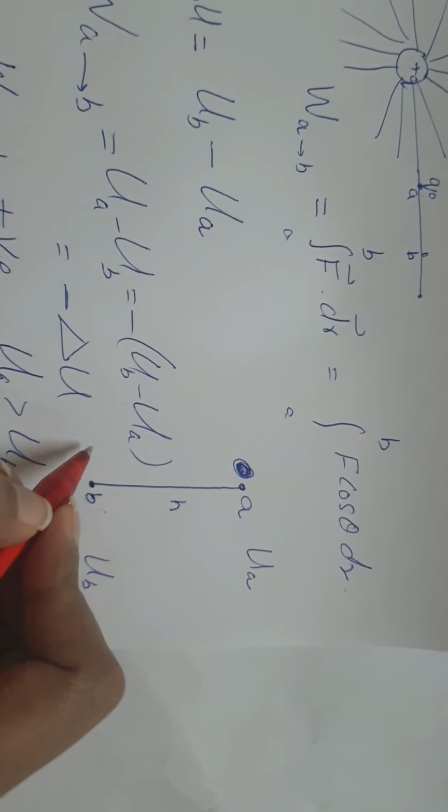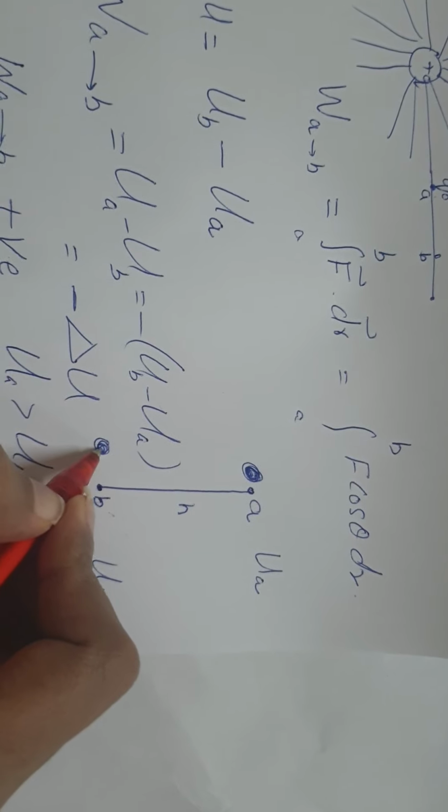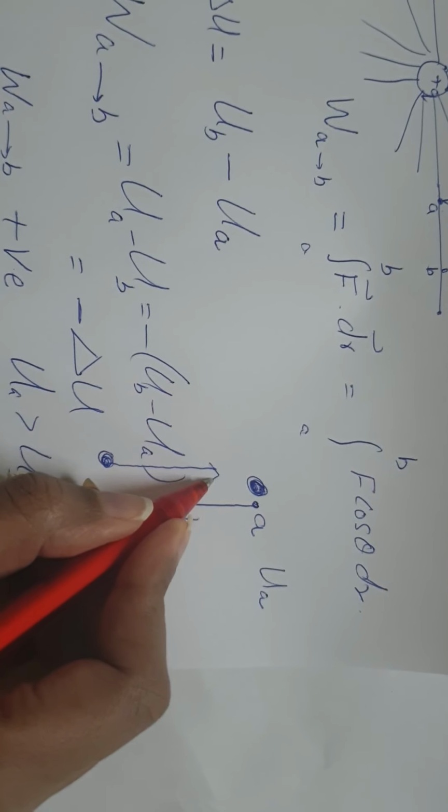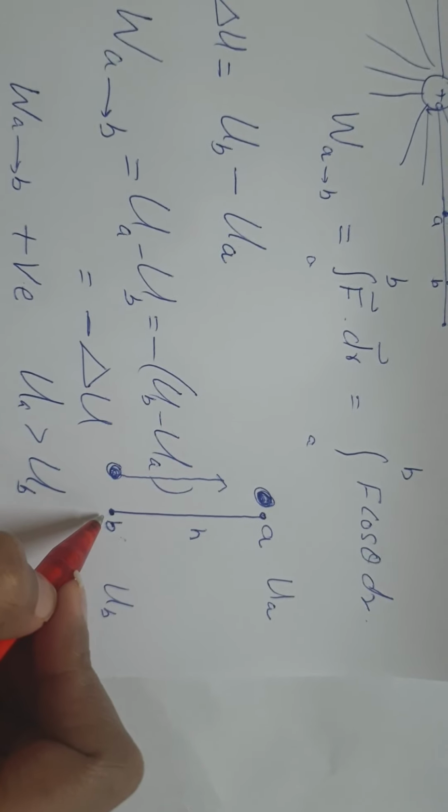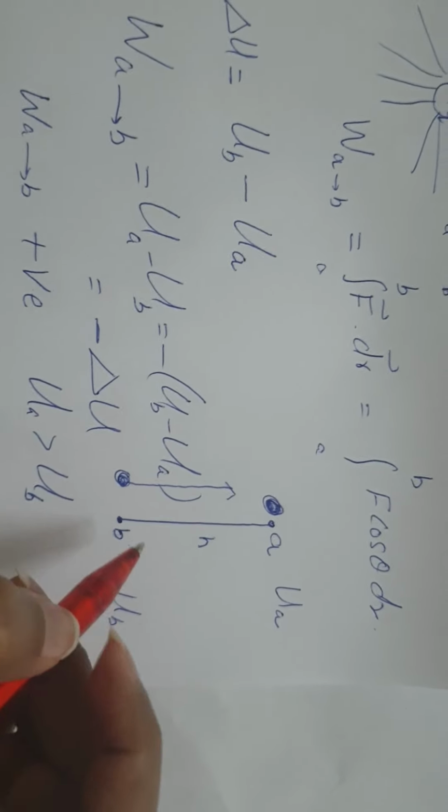Now, what happens when a tossed ball is moving upward? Gravitational force does negative work and potential energy increases.